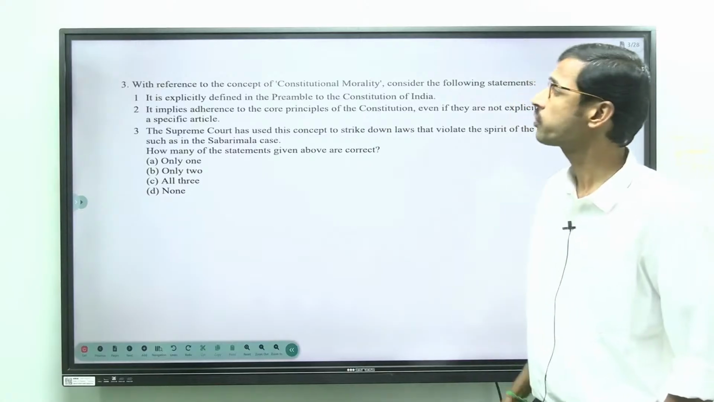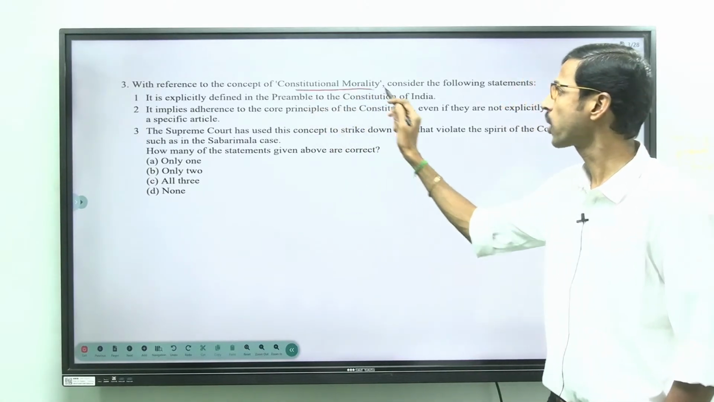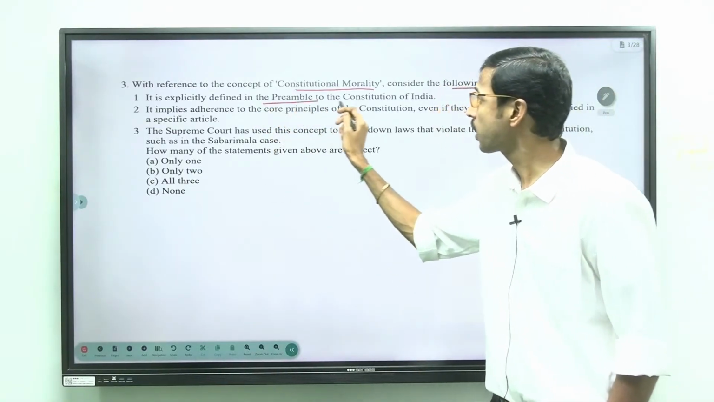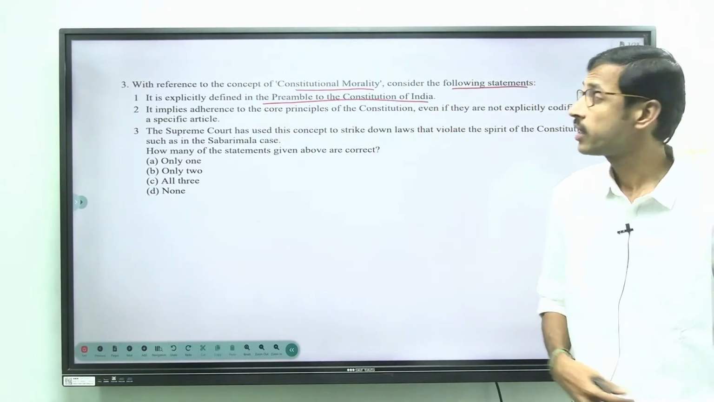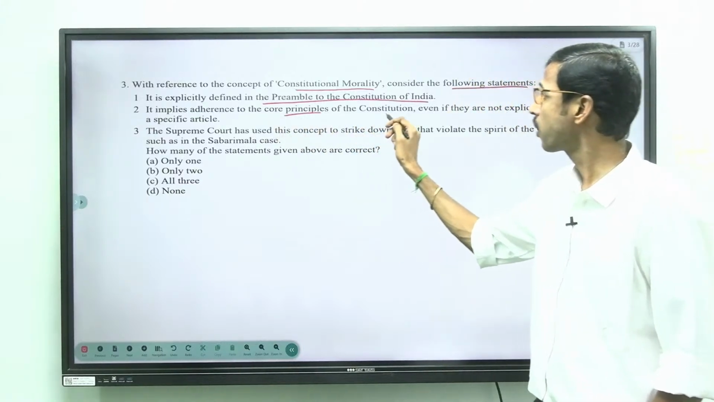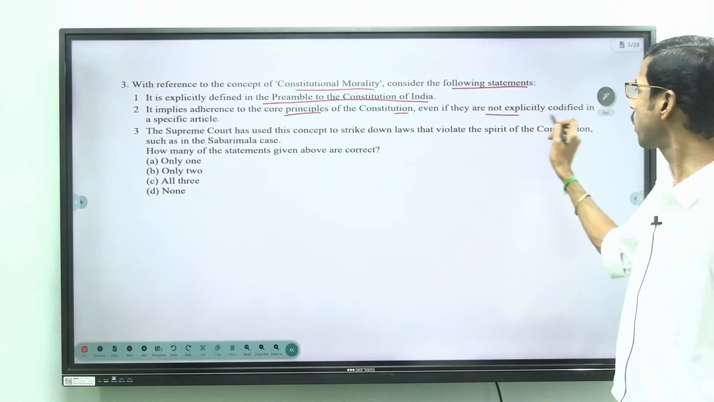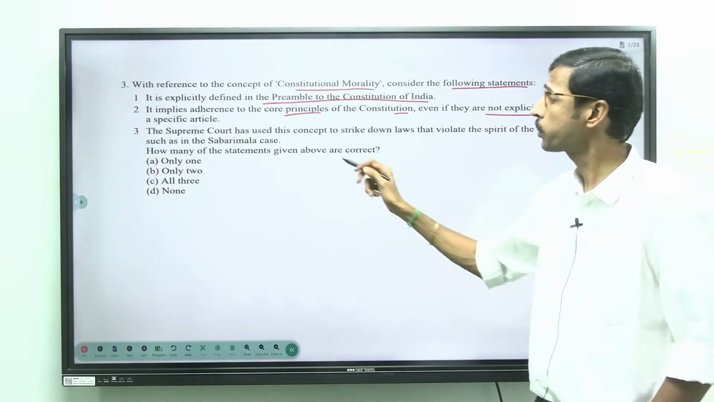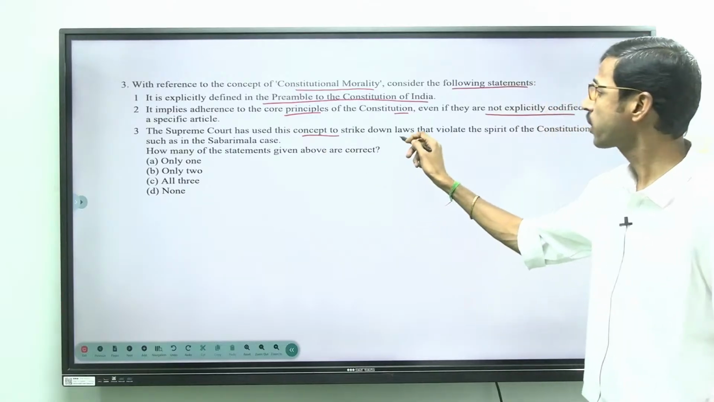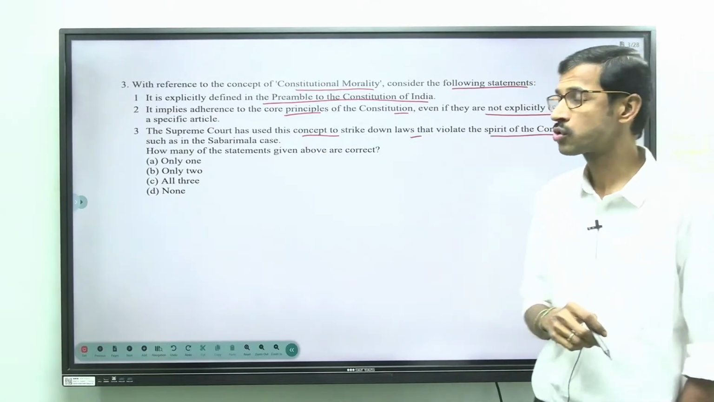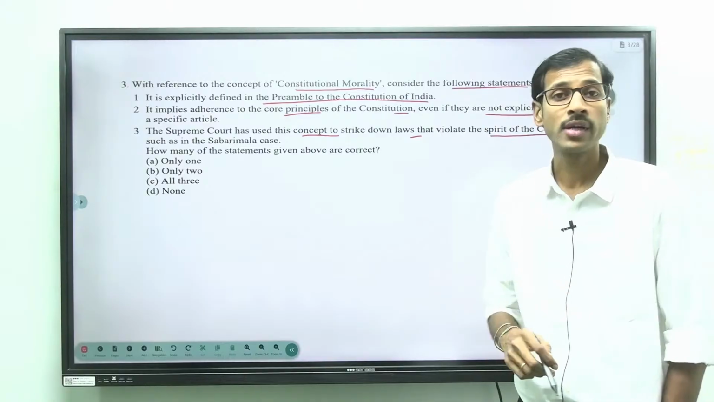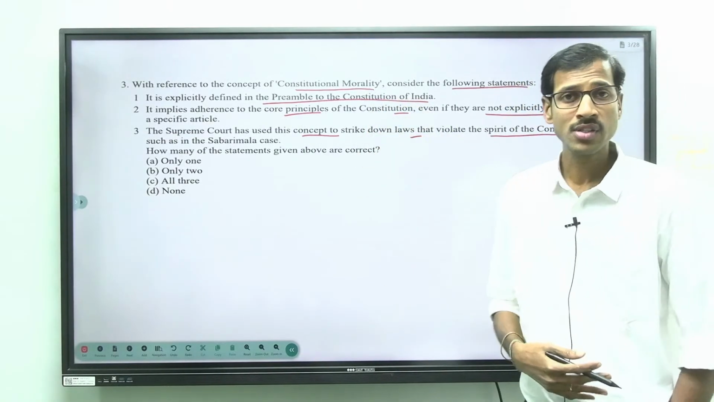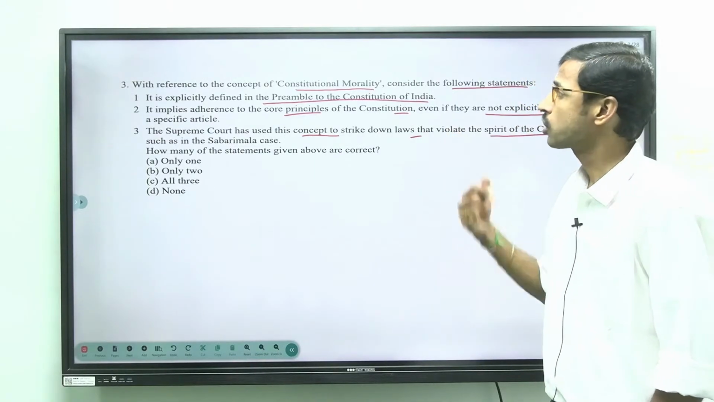So next question, with reference to the concept of constitutional morality, consider the following statements. It is explicitly defined in the preamble to the Constitution of India. It implies adherence to the core principles of the Constitution even if they are not explicitly codified in a specific article. The Supreme Court has used this concept to strike down laws that violate the spirit of the Constitution, such as in the Sabarimala case, right? So these are the three important statements given related to constitutional morality.